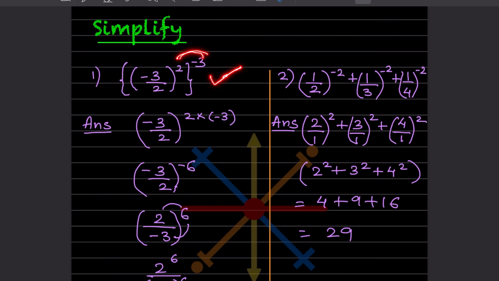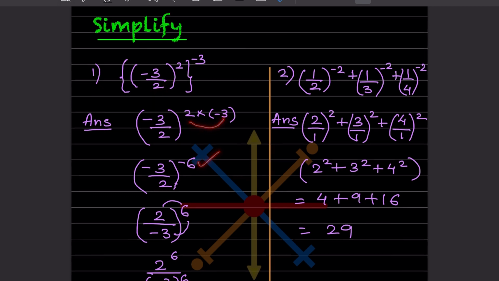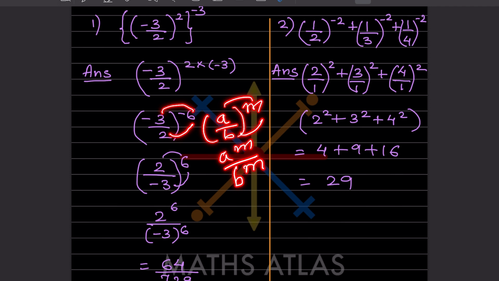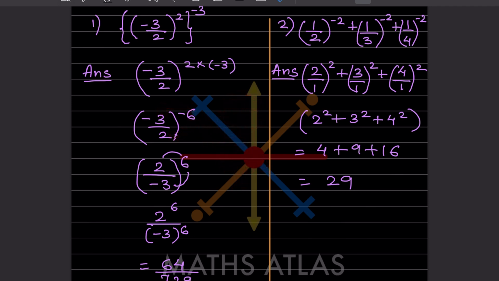You have to multiply: a raised to m raised to n will be a raised to mn. You multiply the exponents and the base remains the same, so this will be minus 6. Now for this one, a b raised to m will be a raised to m, b raised to m. You have to look at the laws.